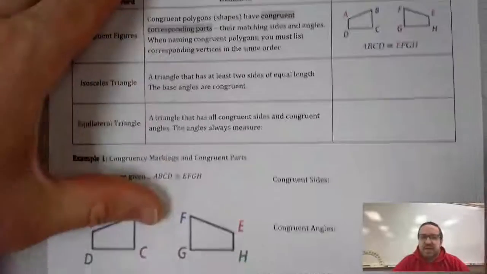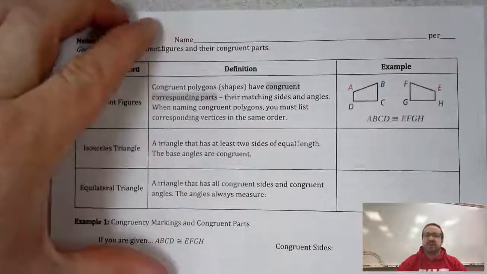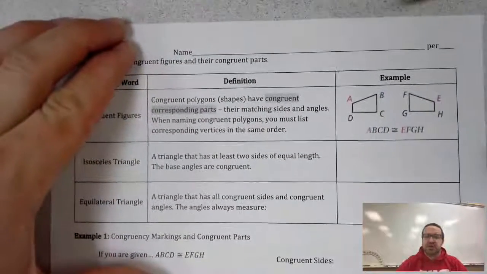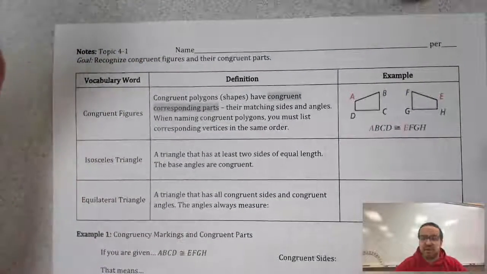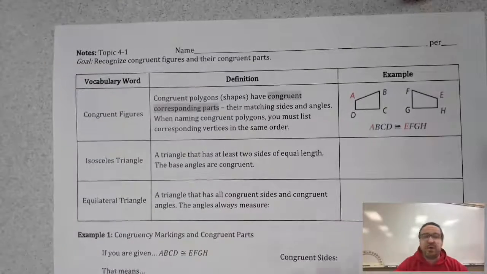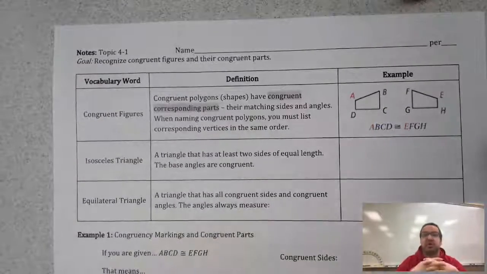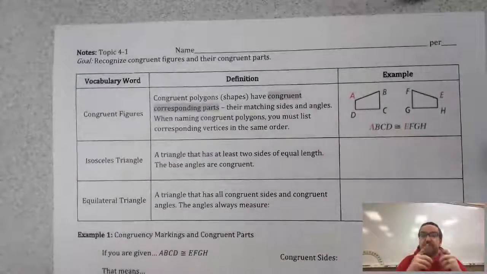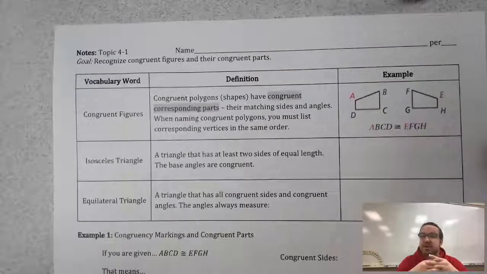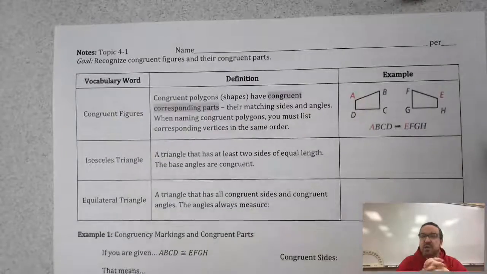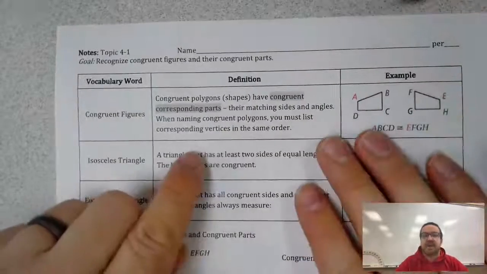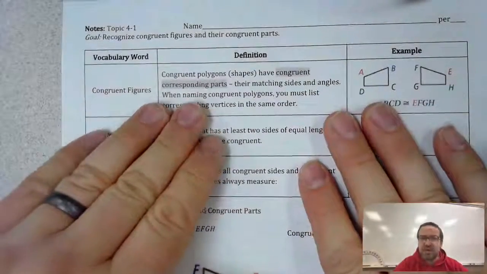Hopefully the sub has already given you this paper for the notes, but definitely wanting to get you into this new idea here. We're going to take a look at congruent figures and looking at their angles that are congruent and sides that are congruent based on not only the picture but more importantly the congruent statement. Okay, so we'll talk about what those are here. Looking at this paper, you can see that we have congruent figures.